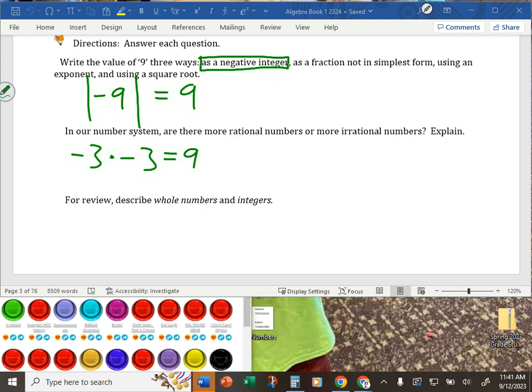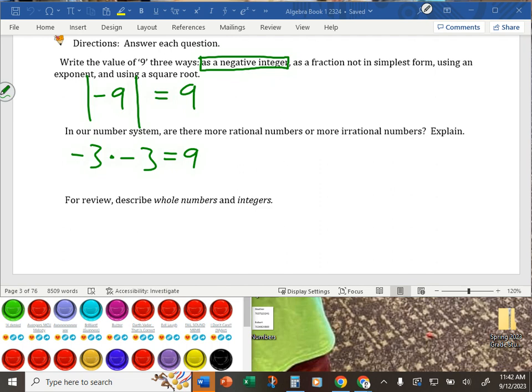So essentially, if you were to take all the rational numbers in existence and put them into a bucket, and then take all the irrational numbers in existence and put them into a bucket, which bucket would have more? That's kind of what this is asking. Okay? But make sure you explain.